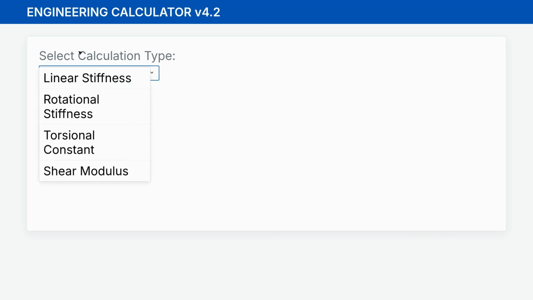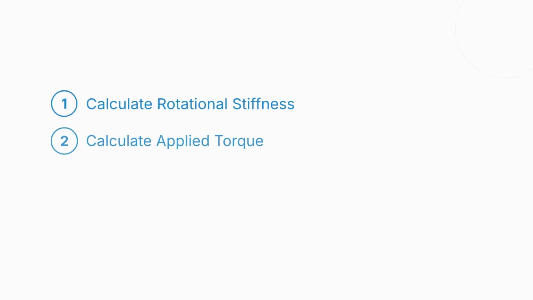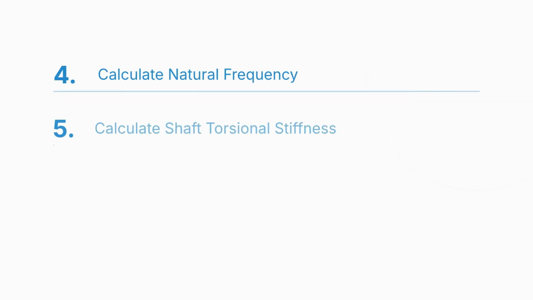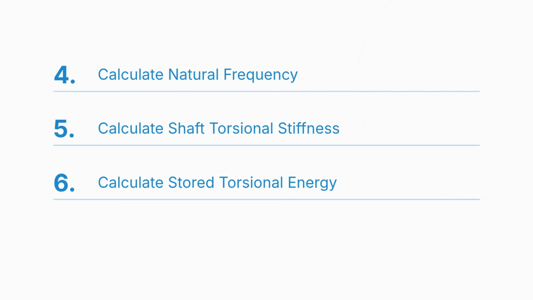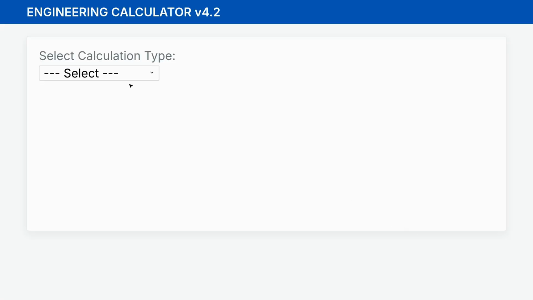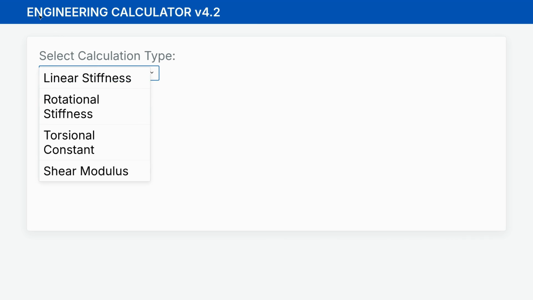First, we have a calculation mode dropdown with 6 options: calculate rotational stiffness, calculate applied torque, calculate angular displacement, calculate natural frequency, calculate shaft torsional stiffness, and calculate stored torsional energy. For this demonstration, I'm selecting Calculate Rotational Stiffness.